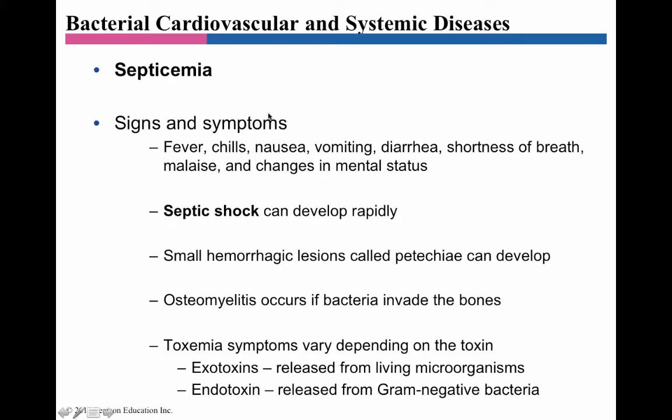All right, so signs and symptoms of septicemia: fever, chills, nausea, vomiting, diarrhea, shortness of breath, malaise, and if it gets bad enough, changes in mental status. You can end up being very, very lethargic, delirious, and it can lead to septic shock, like I just talked about. Another sign of this is petechiae. These are less a sign of lymphangitis, more a sign of infection of the bloodstream, because these are small hemorrhages where little blood vessels like capillaries underneath the skin have ruptured and burst due to the infection.